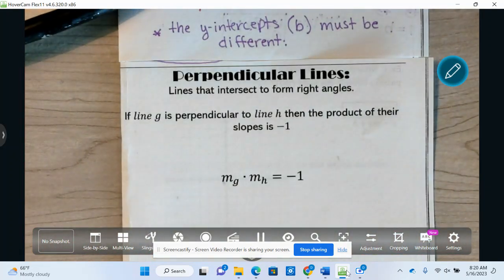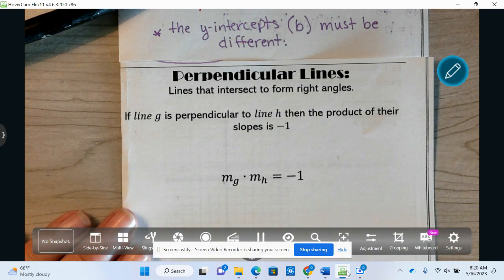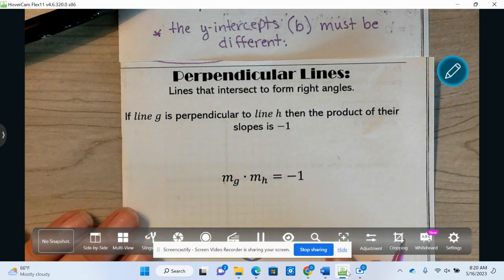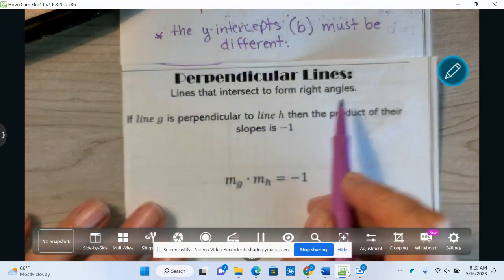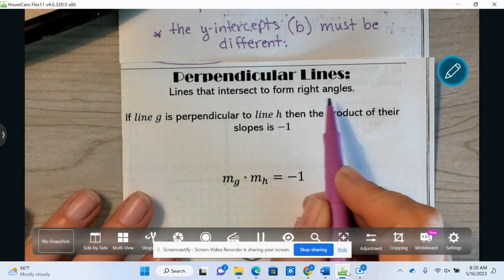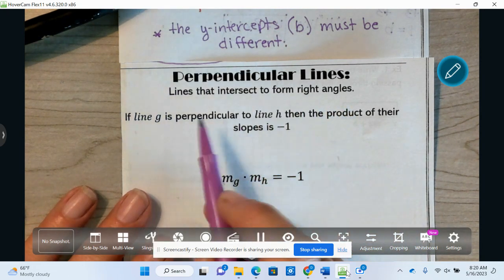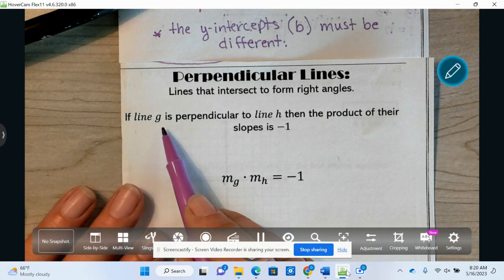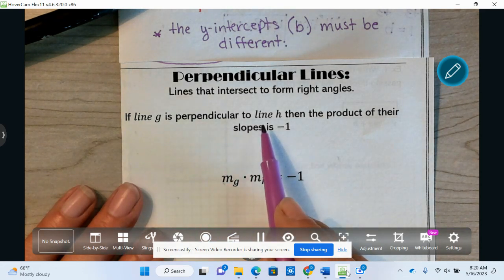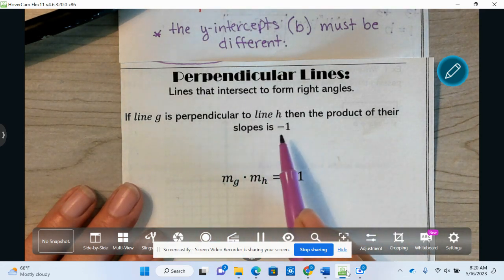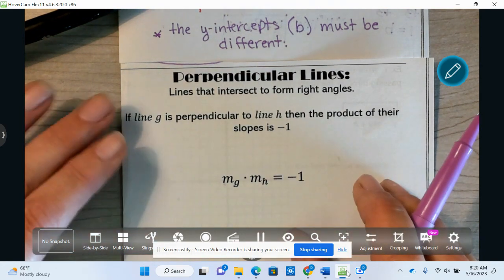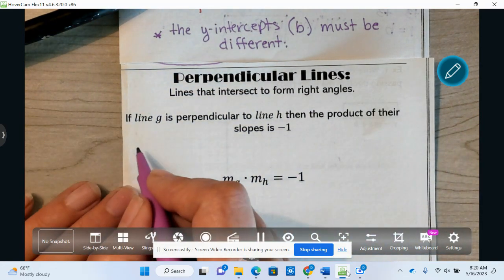So Austin, you said something when we were talking about parallel lines. You said something about their slopes being opposite. Or maybe that was Hayden. Which one of you guys said something about opposite slopes? Was it you? Okay. So perpendicular lines are lines that form right angles, right? That's what they mean. So if one line, I'll say line G, is perpendicular to line H, then the product of their slopes is -1.